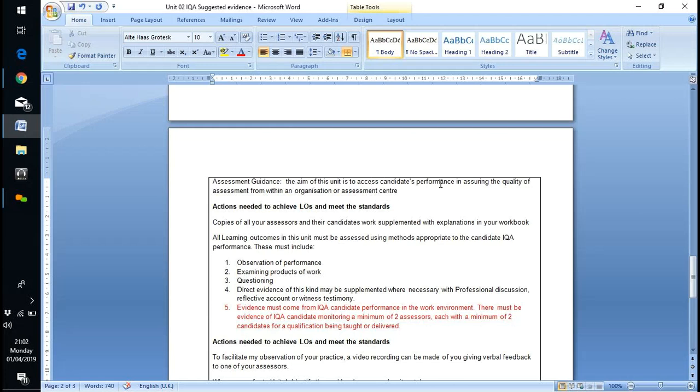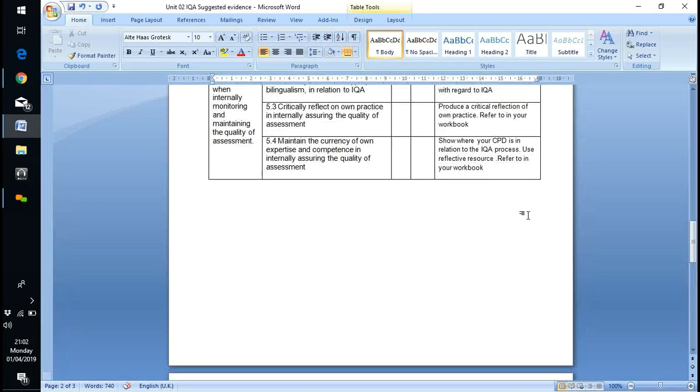So for guidance on assessors, the aim of this unit is to assess the candidate's performance, assuring the quality of assessment from within an organisation or an assessment centre. Yeah, so that says it in a word.